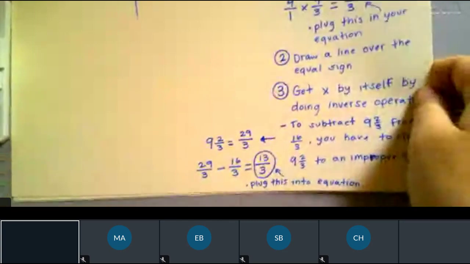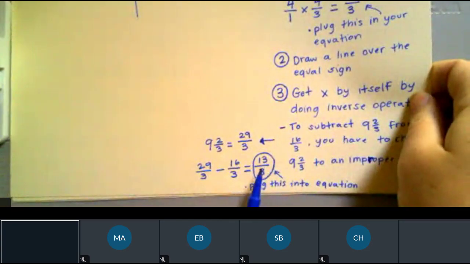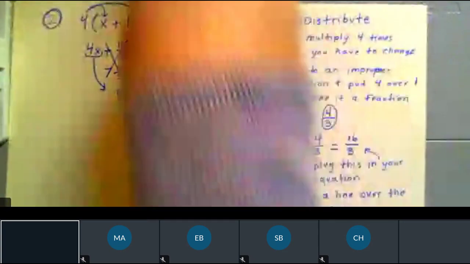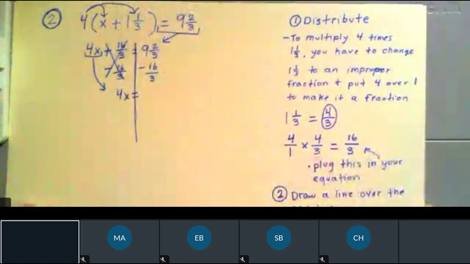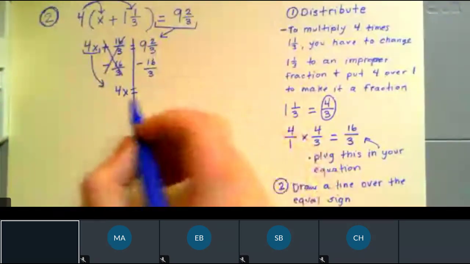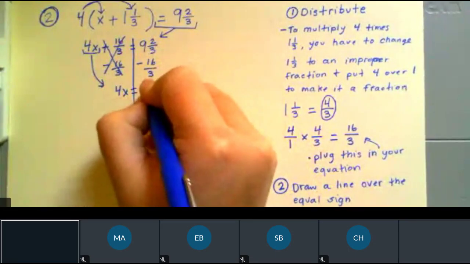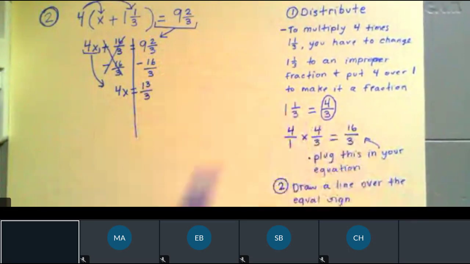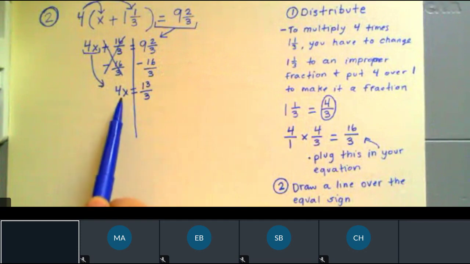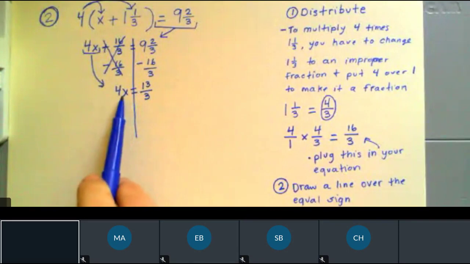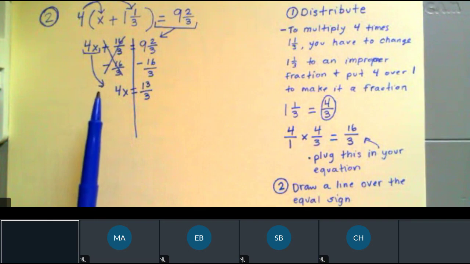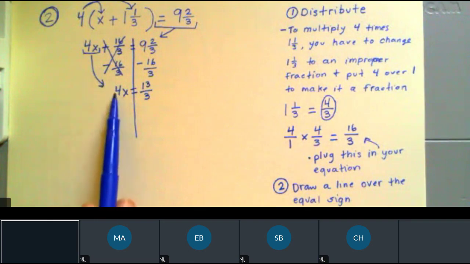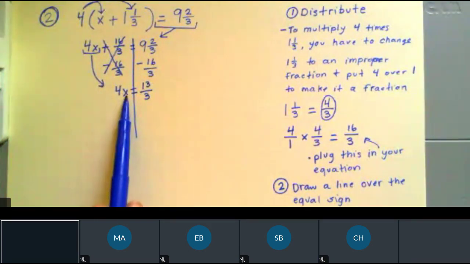All right, let me move my paper back up, and we're going to plug this number, this 13/3, back into our equation. All right, so let's put it right here. 13 over 3. Now, look at this 4x. Remember, our goal is to get this variable by itself. When a number and a variable are right next to each other, what operation is happening? Yes, very good. They are multiplying right now. They're being multiplied. 4x is saying the same as 4 times x.